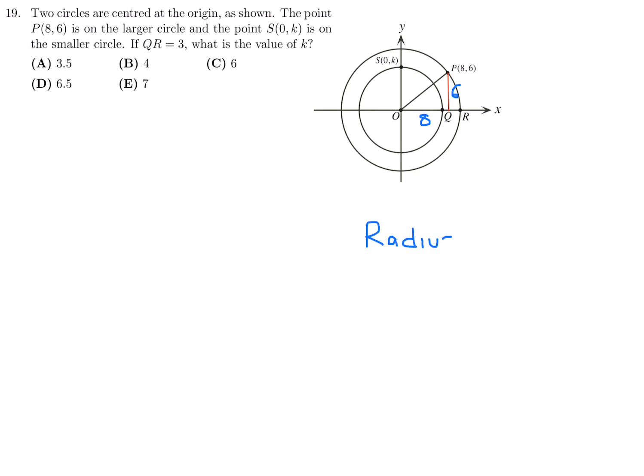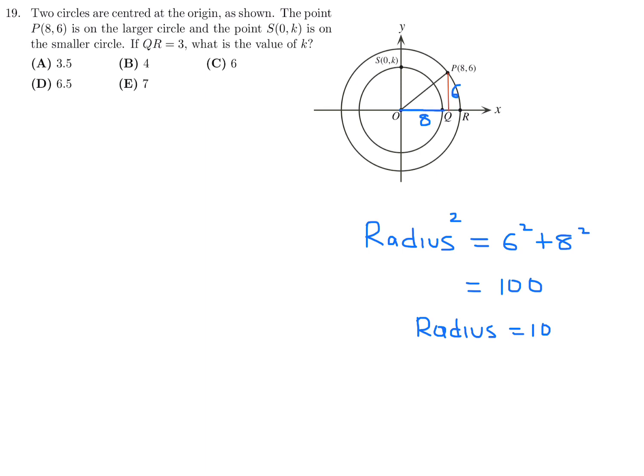I'll just write radius. And it will be 6 squared plus 8 squared, radius squared. So that's 36 plus 64, which is 100. And therefore the radius is 10. So in this diagram, from here to here is 10. But so is from here to here, because that's also the radius. And they tell me that QR is 3. So from there to there is 3.